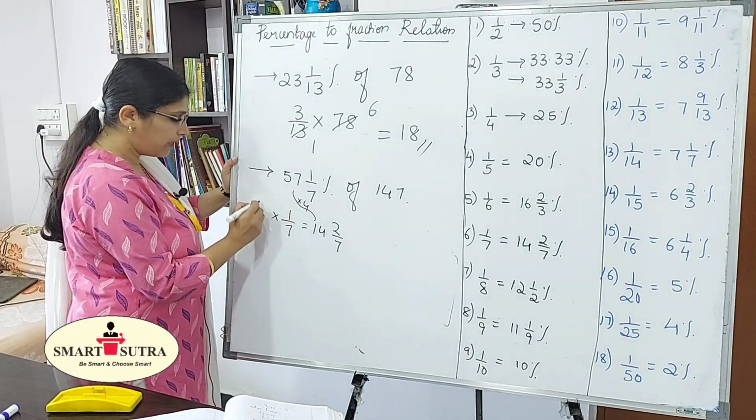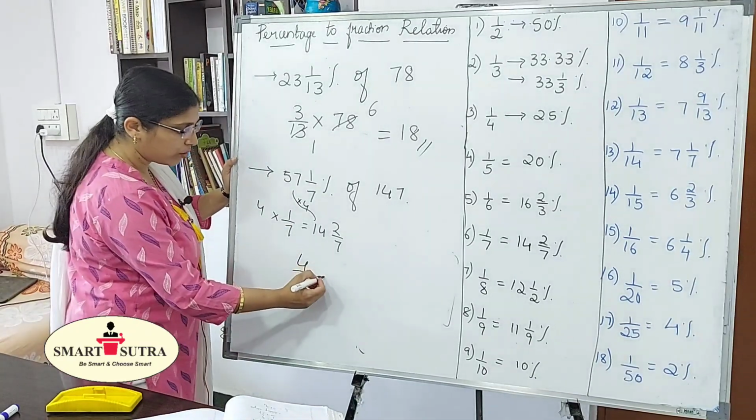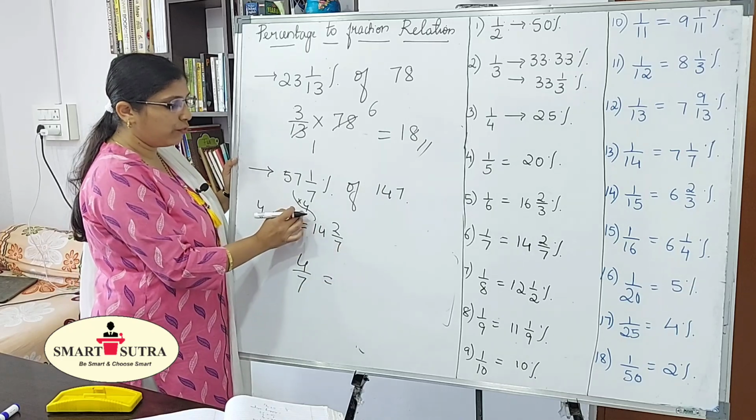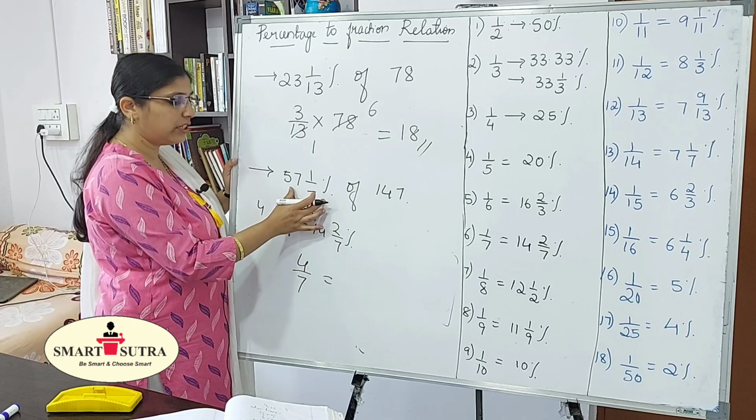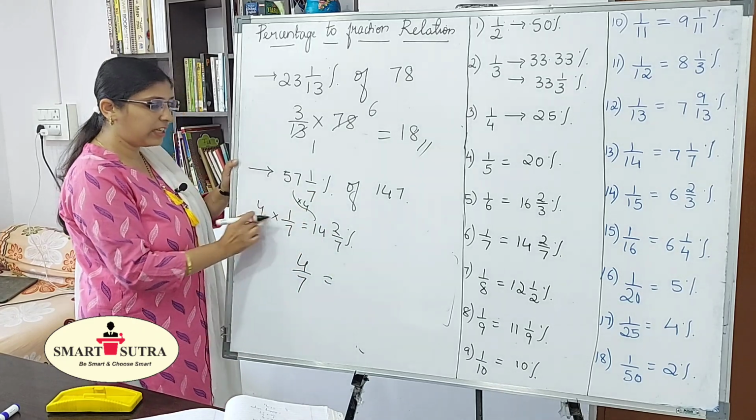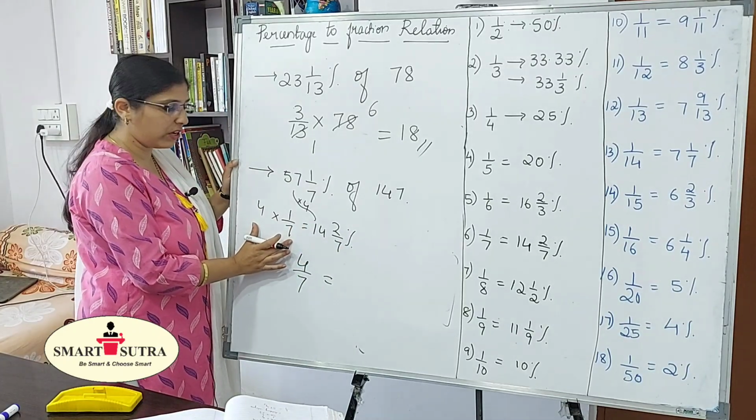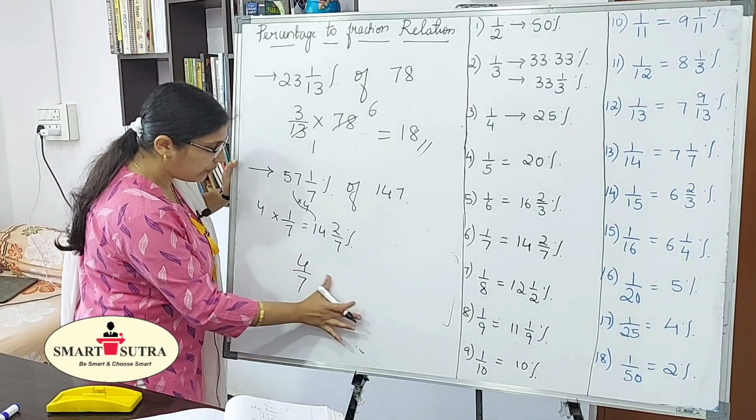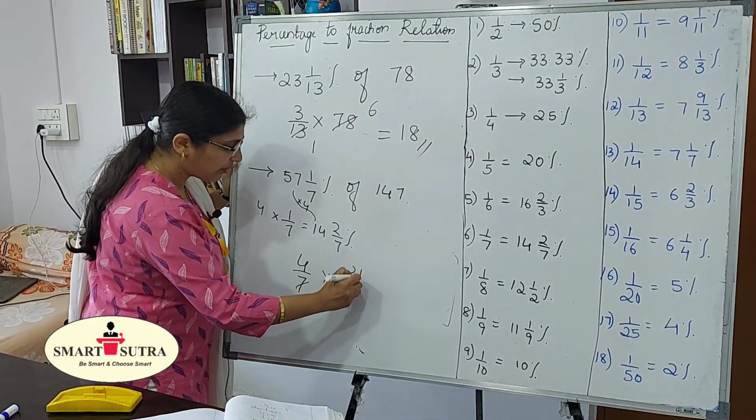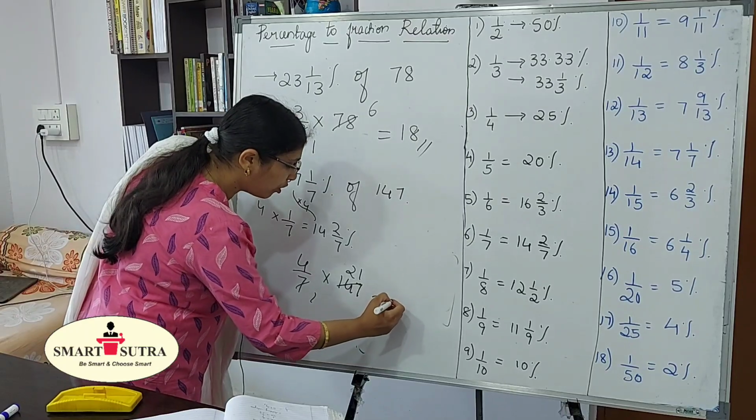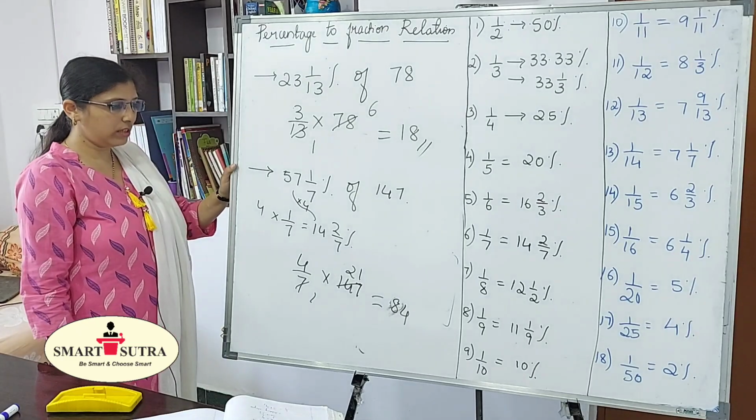So here also multiply by 4. So directly you can write this as 4 by 7. Means when you multiply with 4, in percentage you will get this, but in fraction form, directly you can write it as 4 by 7. This percentage is equal to the fraction 4 by 7. So 4 by 7 into 147. 7 ones are 7, 7 2s are 14, 7 21s are 147. So 21 4s are 84.